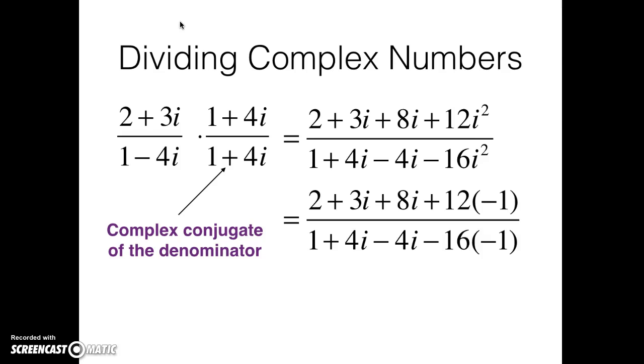Replace any i squared values with the number negative 1. And then you're going to combine any like terms. 2 minus 12 is negative 10. Positive 3i plus 8i is 11i. The i's in the denominator, 4i minus 4i, cancel out, and we're just left with 1 minus 16 times negative 1, which is 17.